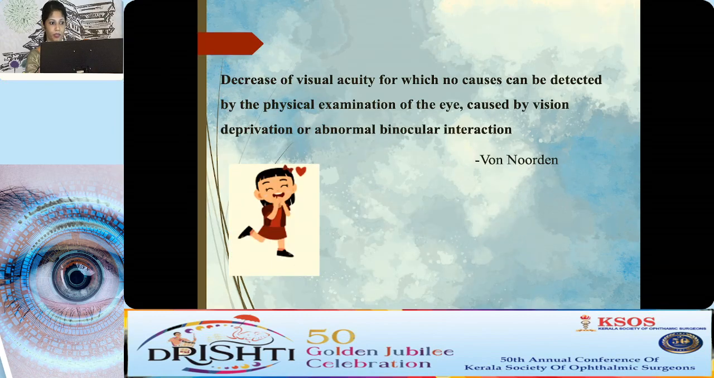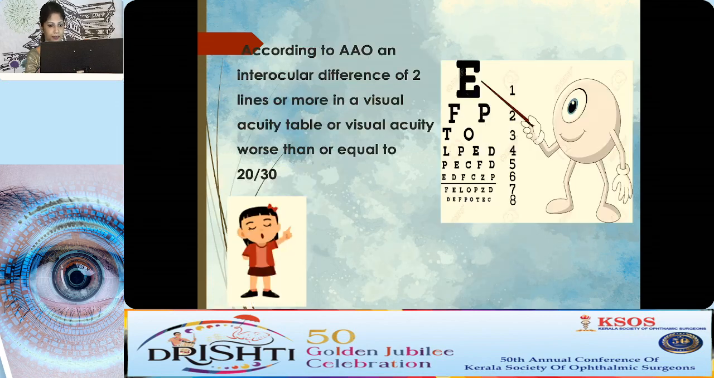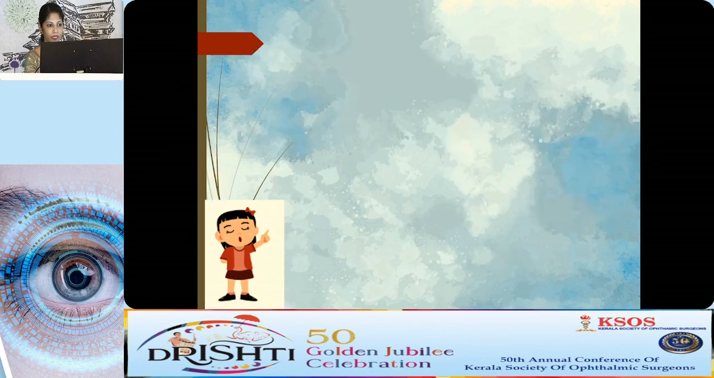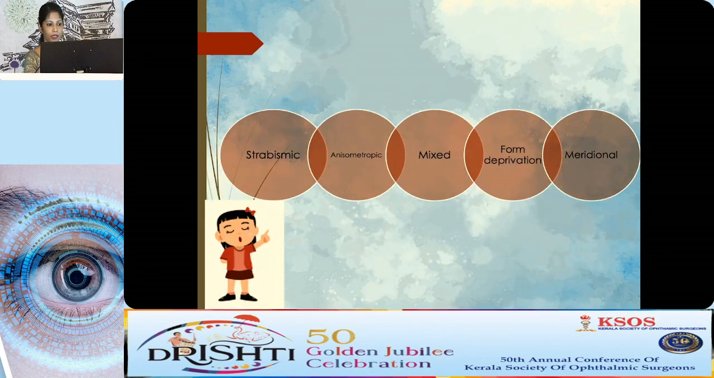Coming to amblyopia, as you all know the definition, this is a decrease in the visual acuity for which no causes can be detected by physical examination. And according to AO, if there is a difference of lines between the two eyes, or if the visual acuity is less than 20/30, it's considered amblyopia. And these are the various causes based on the etiology.